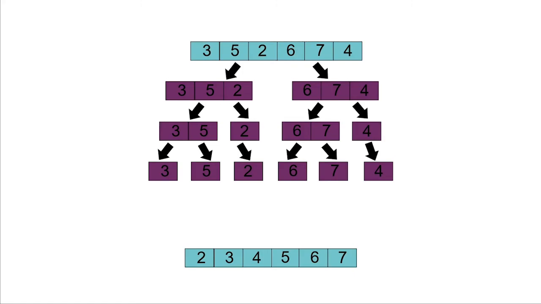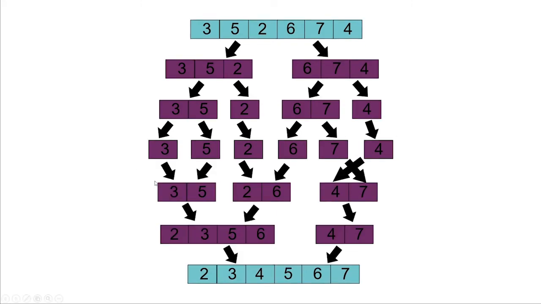Now we're going to conquer them. To conquer, we have to sort them. So we try to sort 3 and 5. 3 and 5 are already sorted, so we just combine them. 2 and 6 are already sorted, so we just combine them. And 7 and 4 are not sorted, so we have to swap their places.